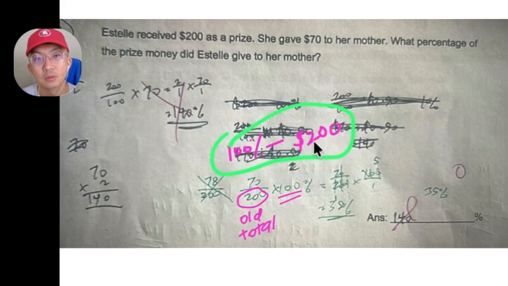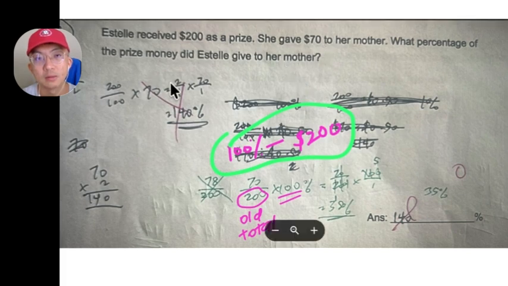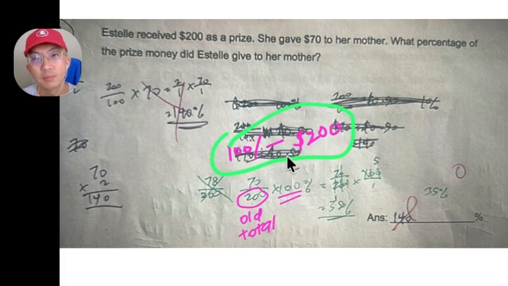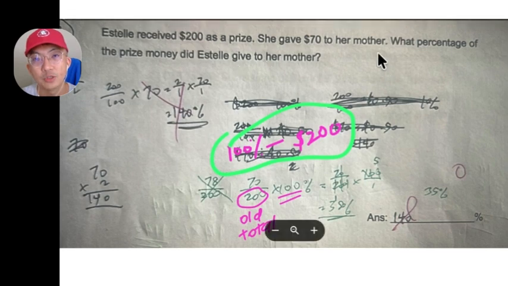For this question, it is very much about assigning the wrong number to the 100%. So what you need to do is just make sure that you match the right value to the 100%. It says the percentage of the prize money, that means percentage of the 100%. And this is the prize money that goes to 100%.